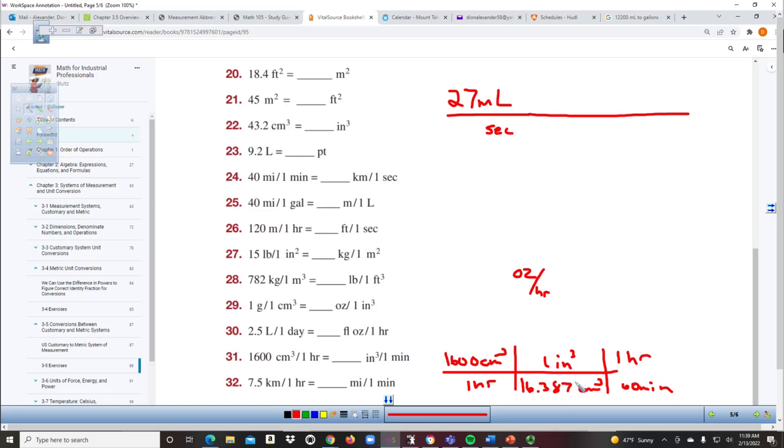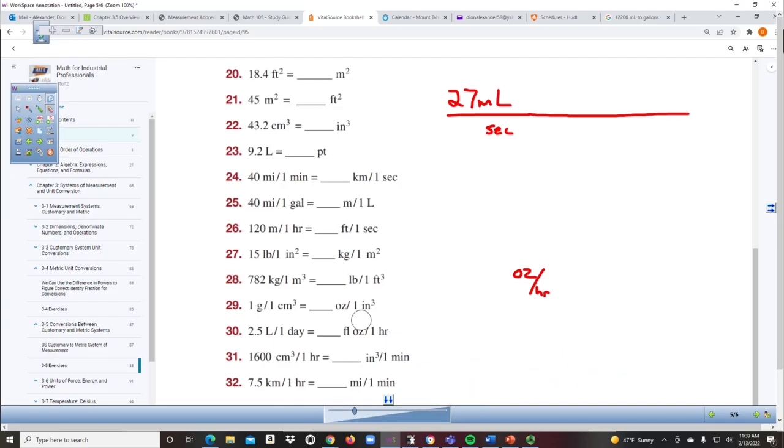Cancel our units. Divide 1600 by the product of 16.387 times 60, right? That one's fairly simple because it's exactly what we just did on the previous question. Okay. This one I just kind of made up off the top of my head.